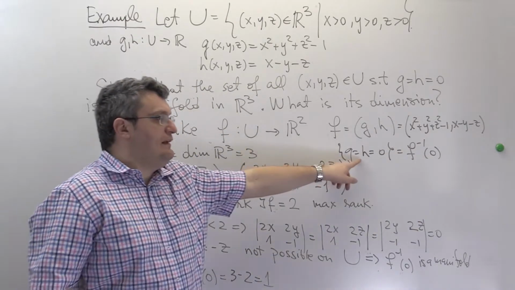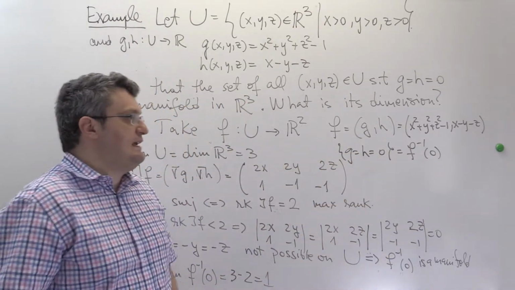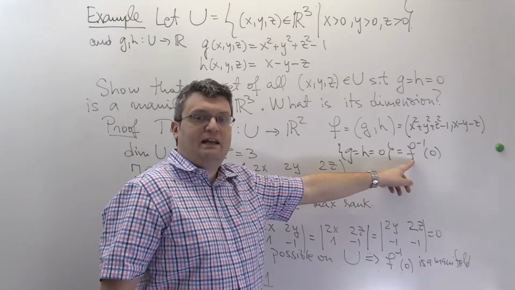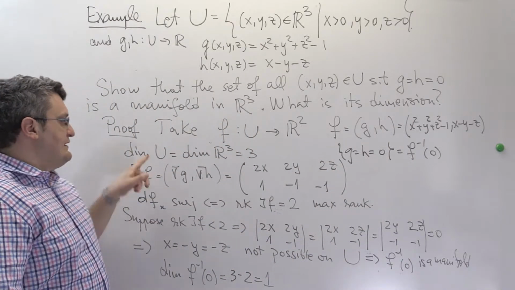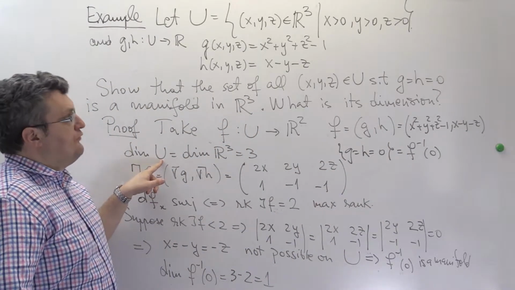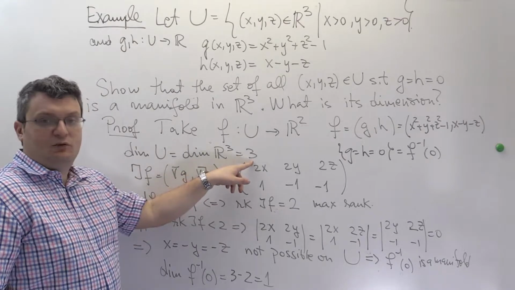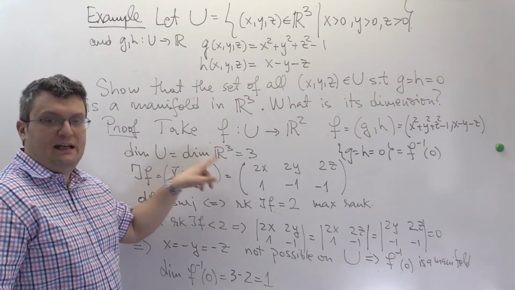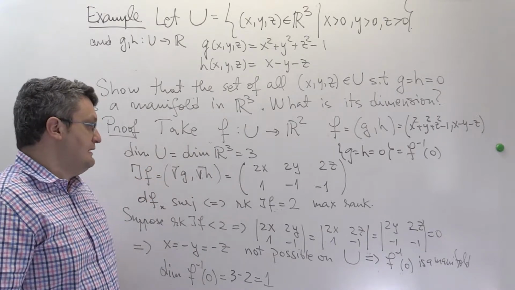So this will be a manifold in case 0 is a regular value. So in case the function is a submersion for any x such that f(x) = 0. First of all, notice that the dimension of U is equal to the dimension of R^3, which is 3, because U is an open set in R^3, and an open set in a manifold is itself a manifold.